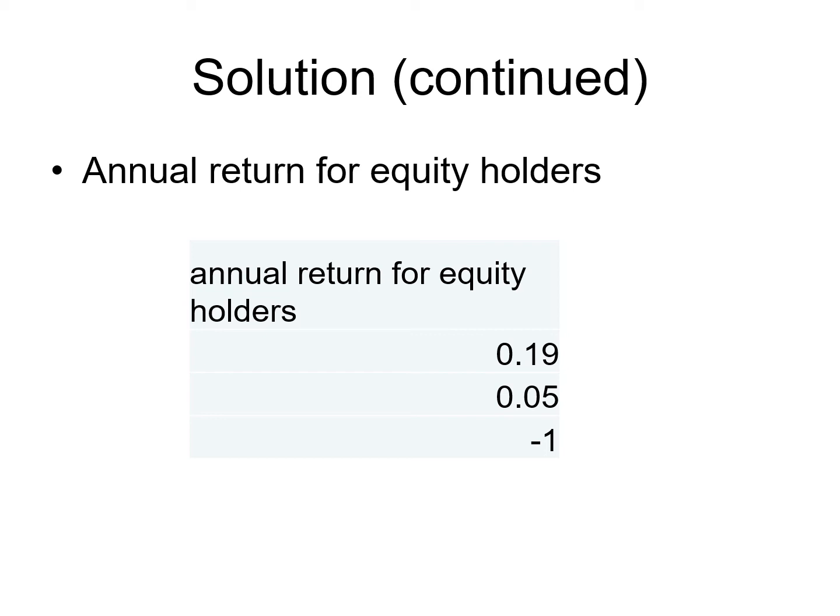So when asset return is 0%, return for equity is negative 100%. When the asset return is 5%, the return for equity holders is 5%. And that's very natural because the bond payment is 5%, asset return is 5%, so the leftover for equity must be 5%. And when the asset return is 10%, the return for equity holders is 19%.